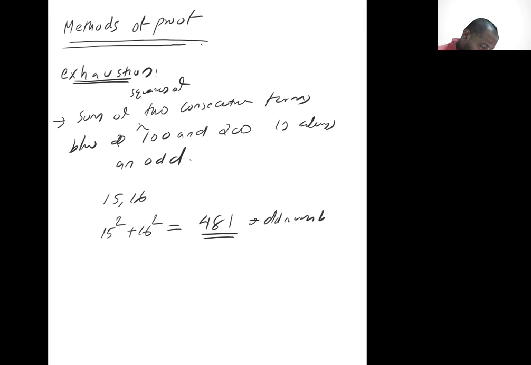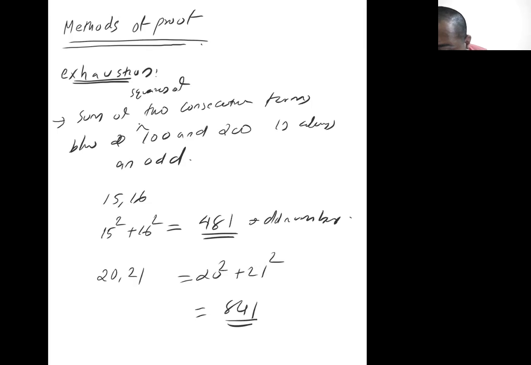Then take another value, 20, 21. So 20 square plus 21 square. That is also an odd number. So we can say that the sum of squares of two consecutive terms between 100 and 200 is always an odd number. So this is known as the method of deduction.